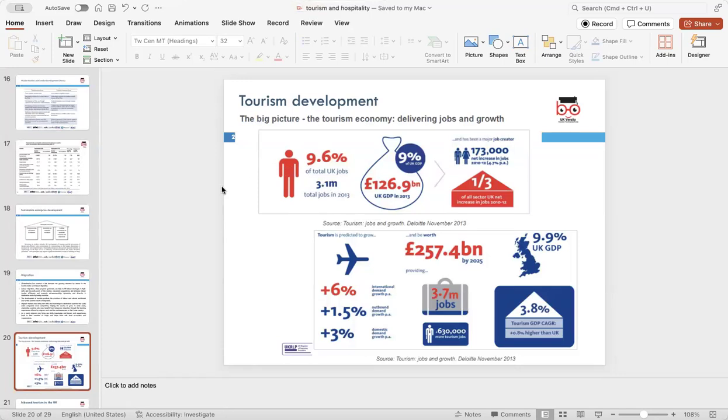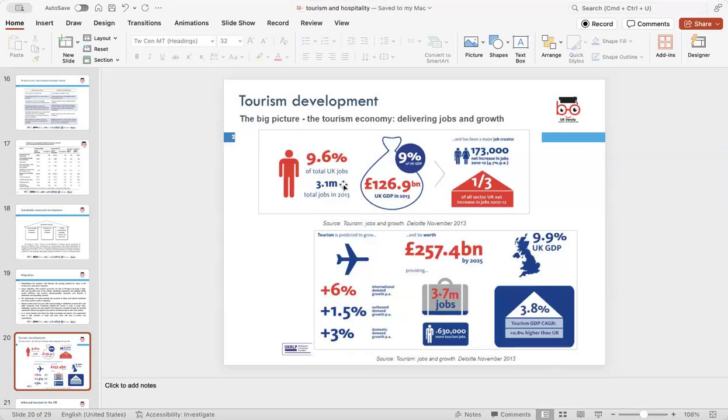Tourism development, big picture: the tourism economy delivering jobs and growth. Again, tourism is a major economic driver, particularly in a region like the UK, which I will talk about. Here are the figures for the UK, where it significantly contributes to job creation and GDP.